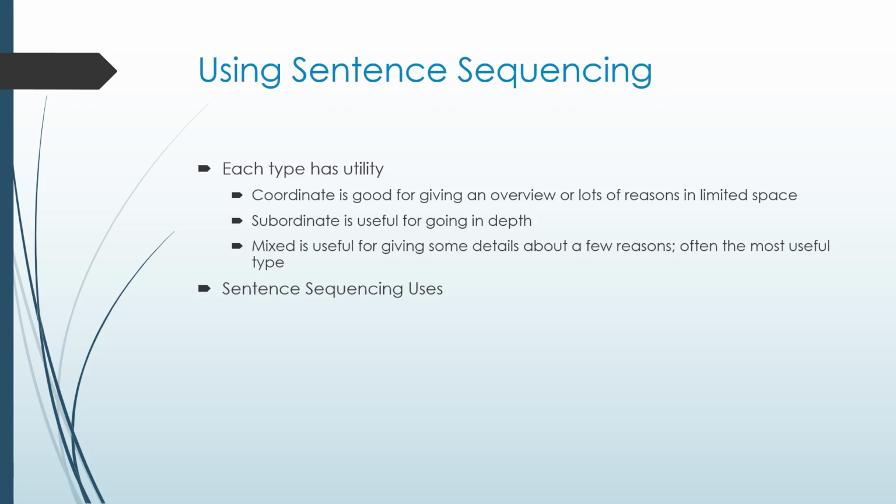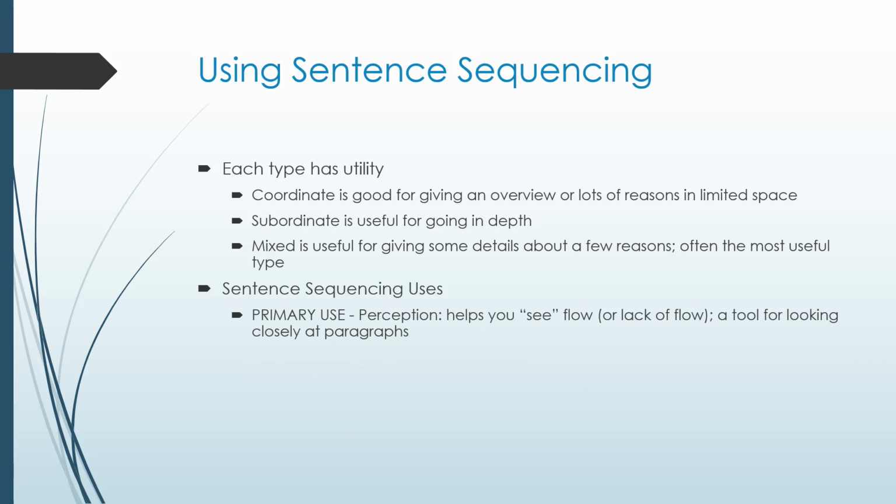Well, the most important use for sentence sequencing is as a perceptual tool. It helps you see the flow, or lack of flow. This is a tool for looking closely at paragraphs and evaluating how and whether the sentences connect. It can help you understand that in a well-written paragraph, the relationships between individual sentences are clear. Sentences should always connect, which is what this tool is designed to show you. The system is merely a technique to allow you to look more closely at paragraphs with a more explicit idea of what you're looking for.